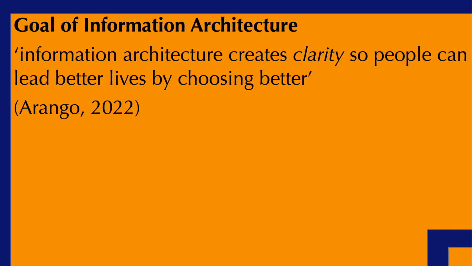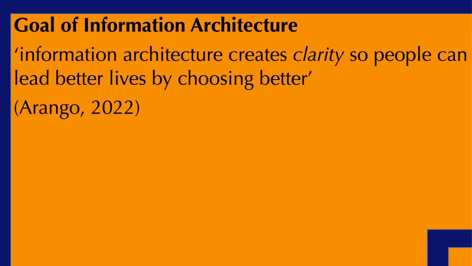I'm going to go to, again, more specific goals, but based on that, this is a definition by Arango. So it teases out a different part of what Babich was talking about. Here, Arango writes, information architecture creates clarity so people can lead better lives by choosing better. So this pulls out the frame a little bit further back. It talks mainly about clarity. Again, if information is clear, that is the gold standard. If it's clear, then people will understand it.